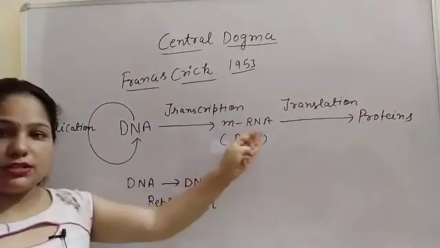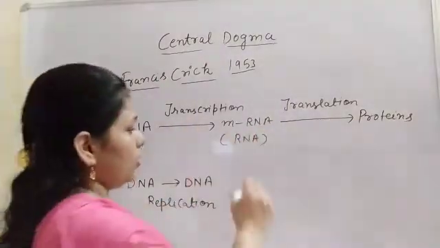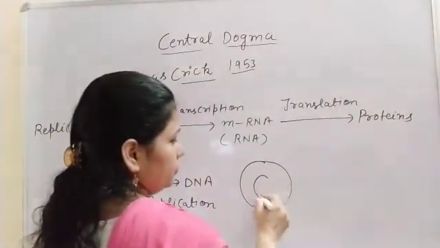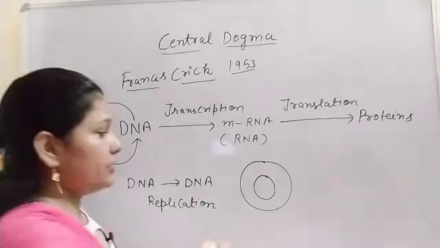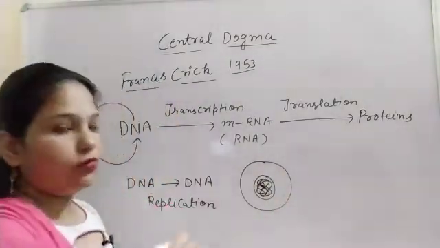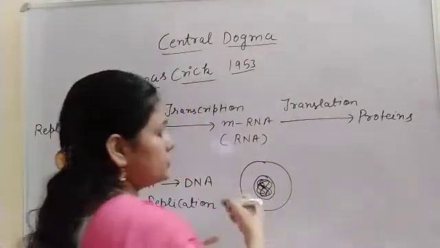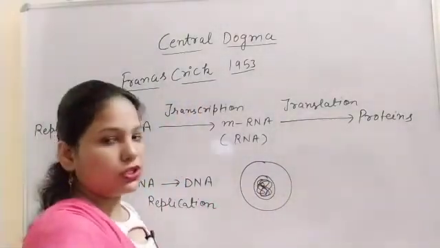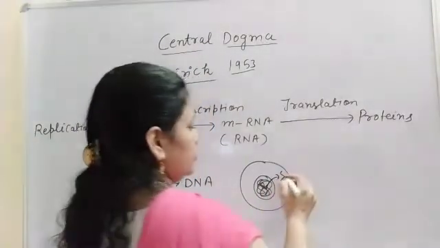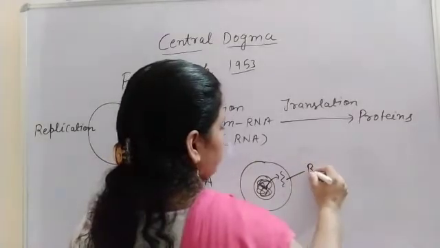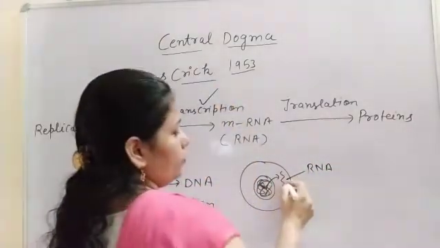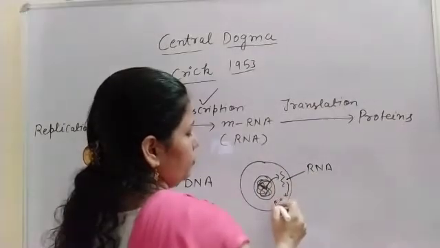So that sequence is known as central dogma. If there is any cell, in the center the nucleus is present, and in the nucleus the genetic material DNA is there. From the DNA, if DNA is doubled, then the replication takes place, and from the DNA if RNA is formed, that process is transcription, and from this RNA then proteins are formed.